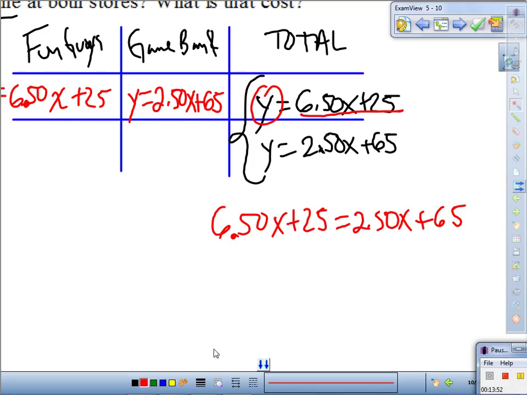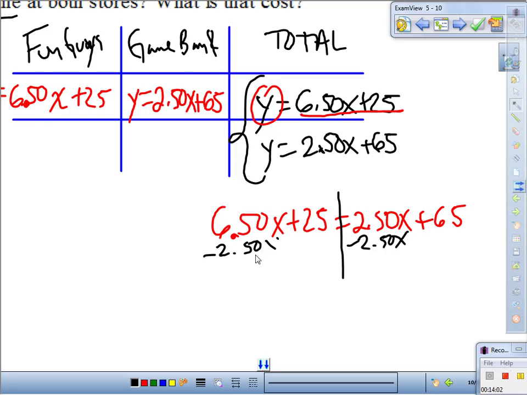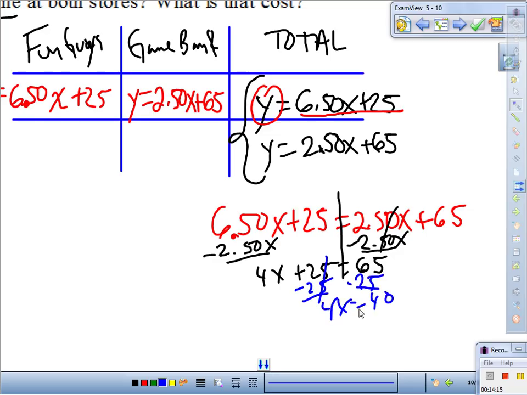All right, so let me solve this to see if you got the same thing. All variables to one side, so I subtract 2.50X from each side. We're left with 4X plus 25 equals 65. From there, you subtract 25 from each side. 4X equals 40. And lastly, divide by 4. X equals 10.